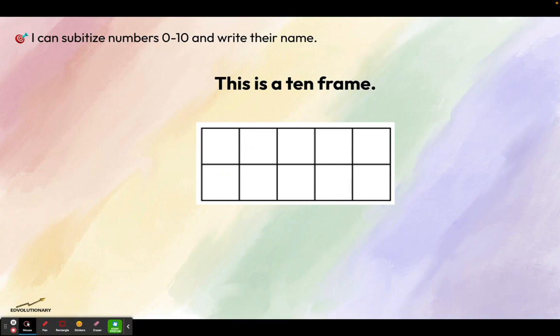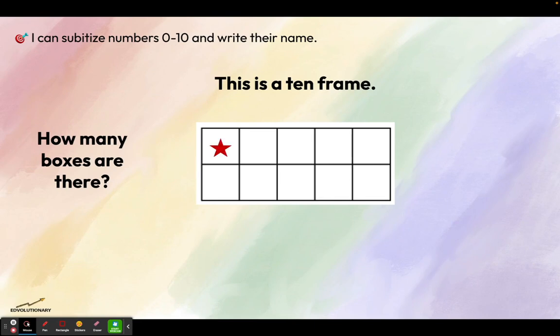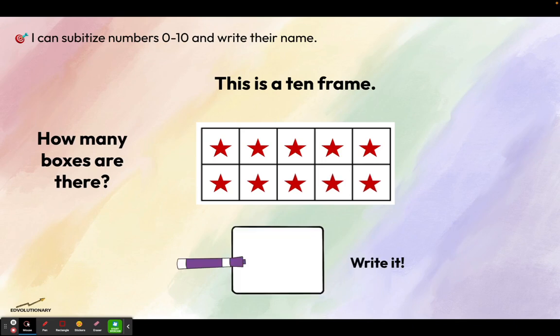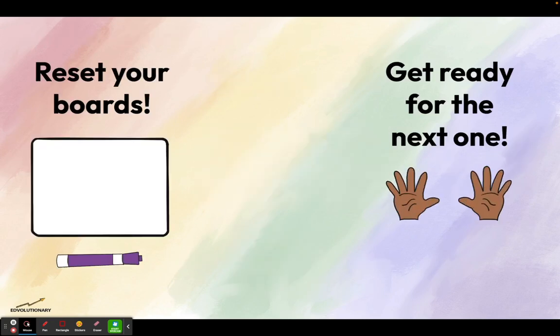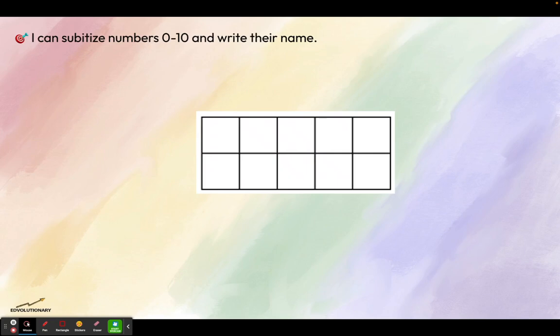So you'll say, this is a 10 frame. How many boxes are there? 1, count with me, 2, 3, 4, 5, 6, 7, 8, 9, 10. Can you write it on your whiteboard? Give students a moment, look around, then show them. Oh, that's 10. Does anyone need to make any changes? You get the picture. That's why it's called a 10 frame. There are 10 empty boxes. Have them reset their boards, and we're going to look at it even more deeply.